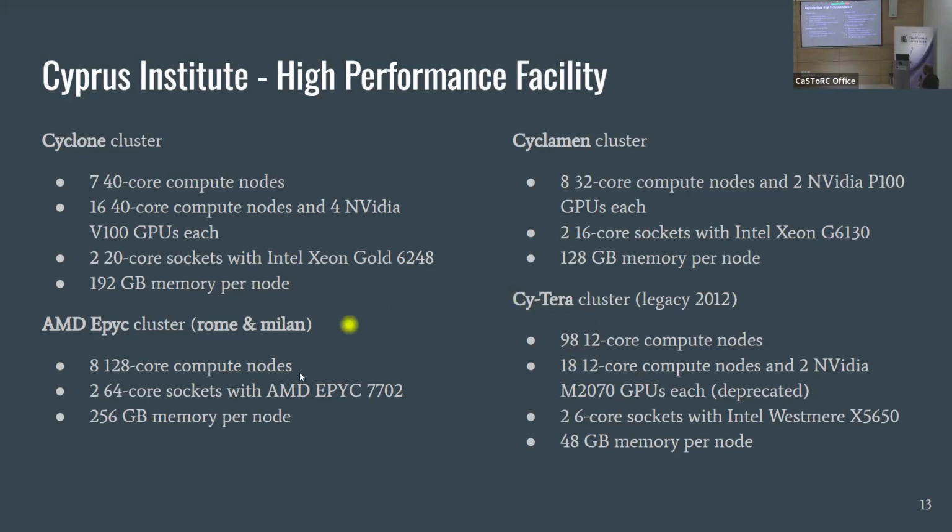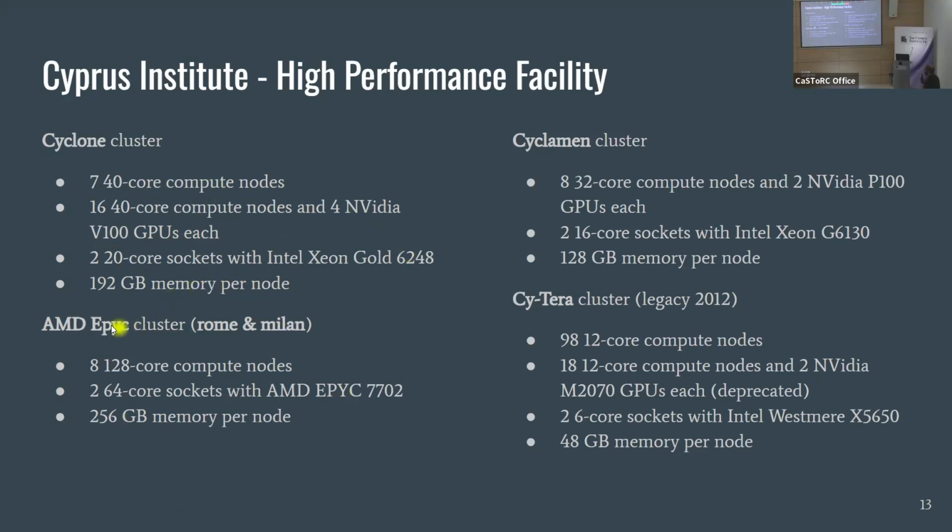First and foremost, we have the Cyclone cluster. It's equipped with 40-core CPU nodes. There are 16 nodes with 4 NVIDIA V100 GPUs each. And each node has two 20-core Intel Xeon CPUs, 192 gigabytes of memory per node.